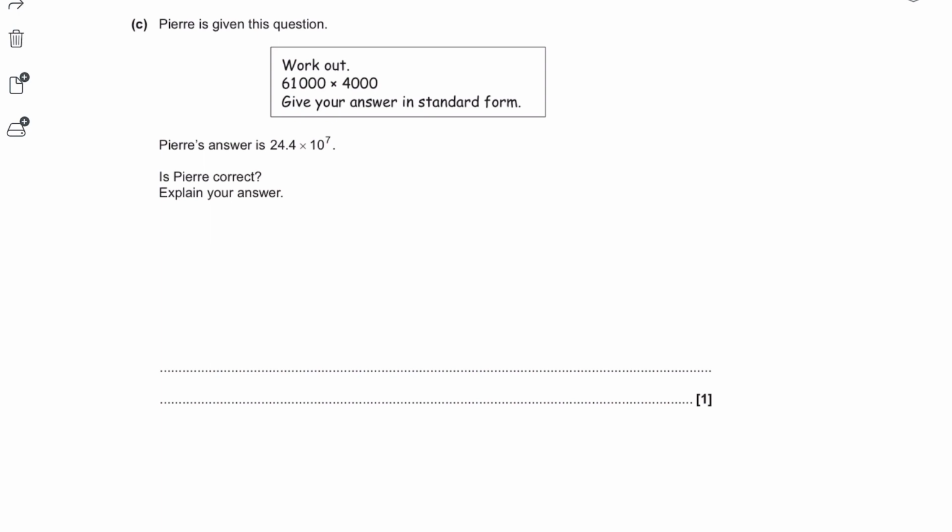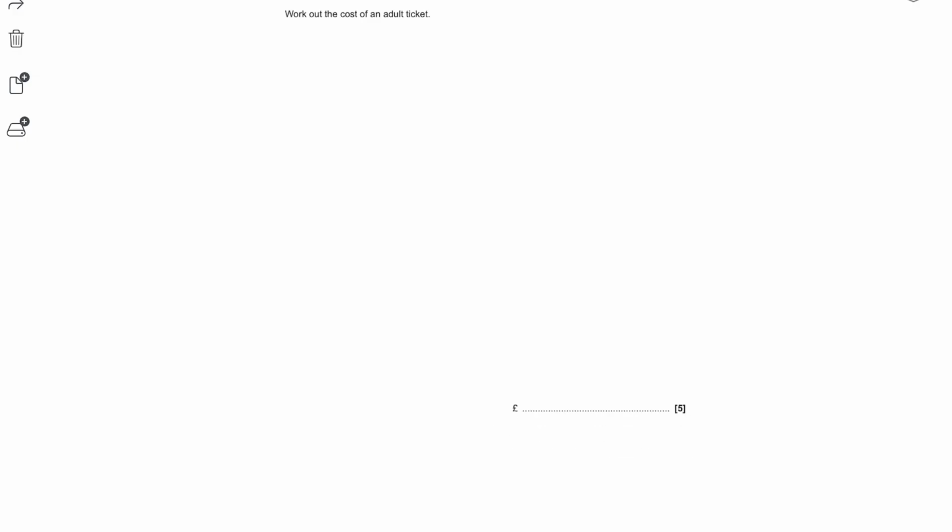So using the calculator, you can tell that his answer is correct, but typically standard form is written where the number that you're multiplying by 10 to the power of something is less than 10. So it should be 2.44 times 10 to the 8. Therefore, no, he is incorrect.